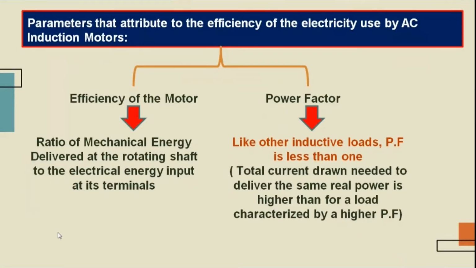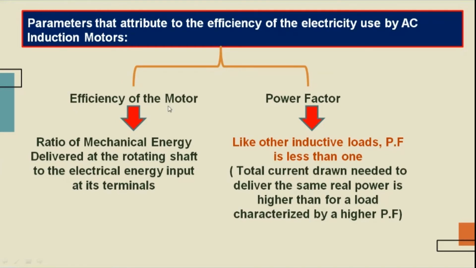For that, first we should know the parameters which contribute to the efficiency of the electricity used by AC induction motors. AC induction motors form a large part of any industry, whether it is a steel plant, the paper and pulp industry, a cement plant, or any other type of plant. Wherever you go, you will find AC induction motors in very large quantity. So let us see the parameters which determine the efficiency of the motor.